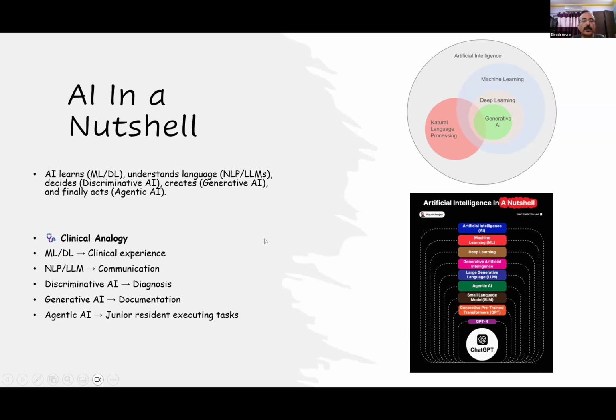Let me give you a clinical analogy to understand it more. Machine learning and deep learning are like clinical experience, which we have acquired over a number of years. Natural language processing and large language models are the way we communicate with each other, for example, English. For discriminative AI, the power is diagnosis. If I get some symptoms and signs, I can narrow down to one, two, or three diagnoses. Generative AI is like creating documentation out of whatever we have registered in the form of history taking, signs, symptoms, and investigations. And agentic AI is the next step: a junior resident or a DNB resident who is executing tasks on your behalf.